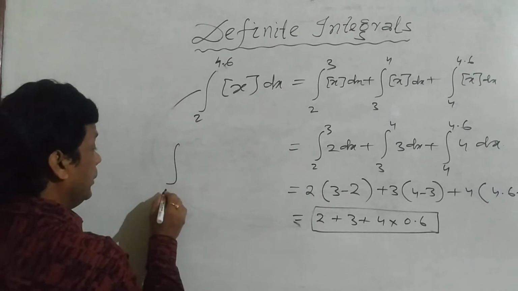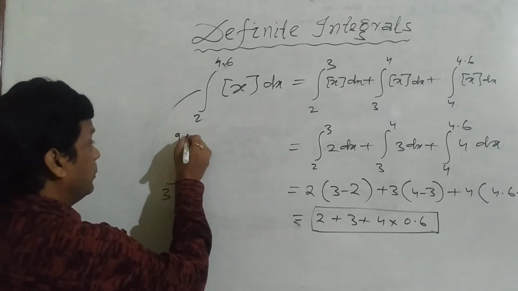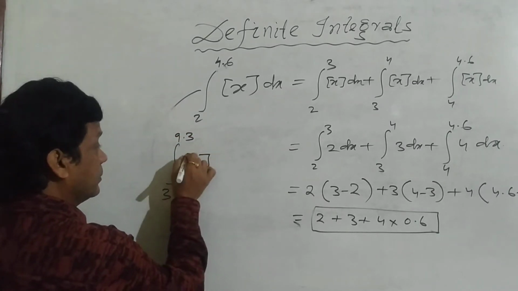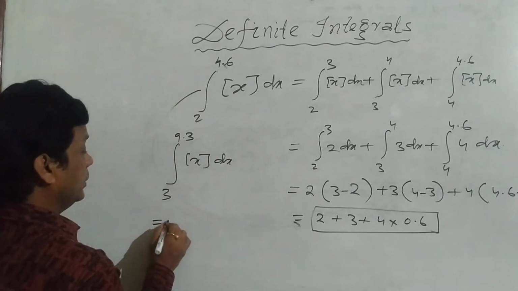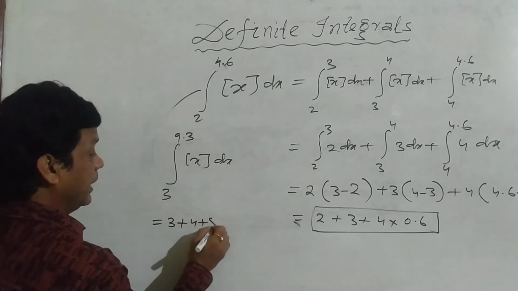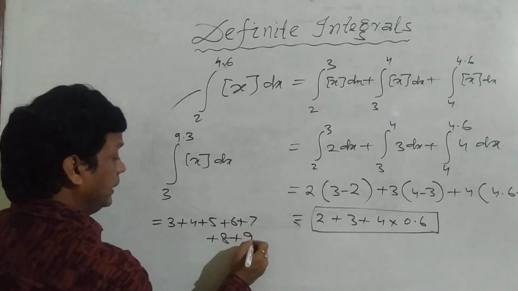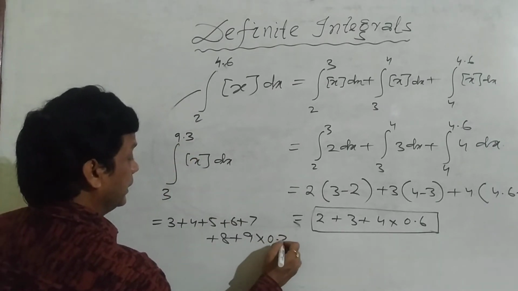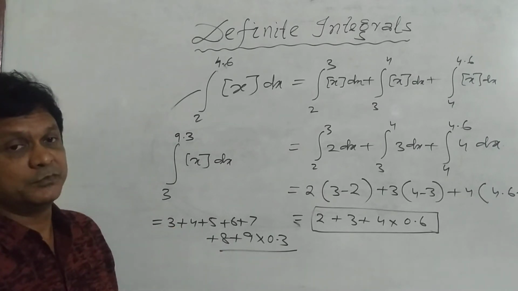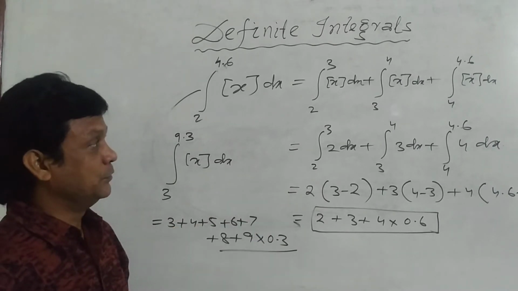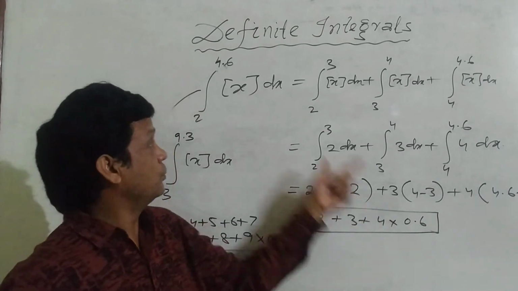See here, if it will be 3 to 9.3, bracket x dx. So, how to do this one? 3 plus 4 plus 5 plus 6 plus 7 plus 8 plus 9 into 0.3. In this way, you can write directly. Don't write these things. You should write directly.